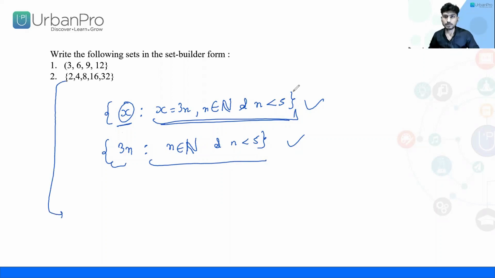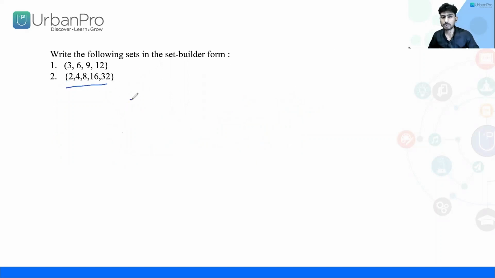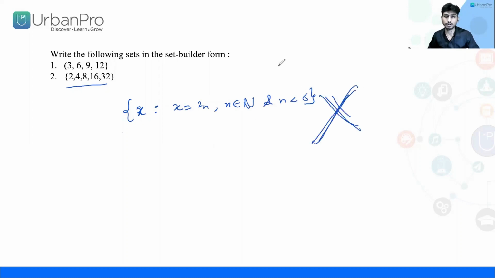Okay, now try this question. Can you do this by yourself? The first time, 60% of the students go wrong in this because they see that these are the multiples of 2. So they will write x such that x is 2n where n belongs to a natural number and n is less than 6. But this is wrong. This is wrong. Okay, this is not like this.